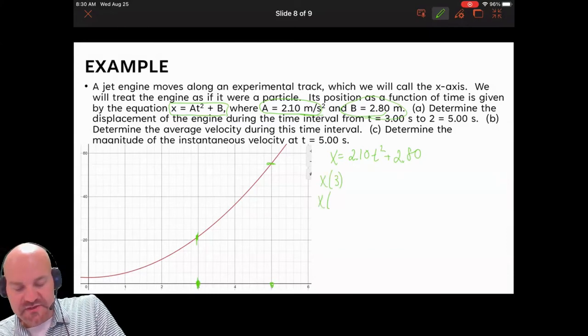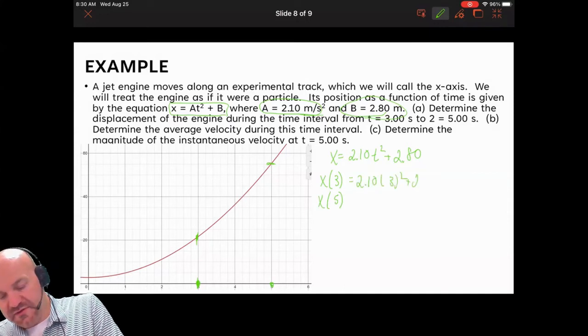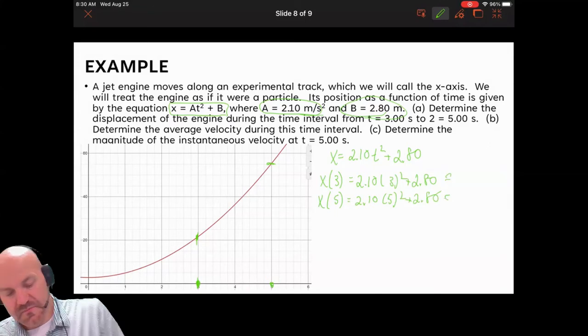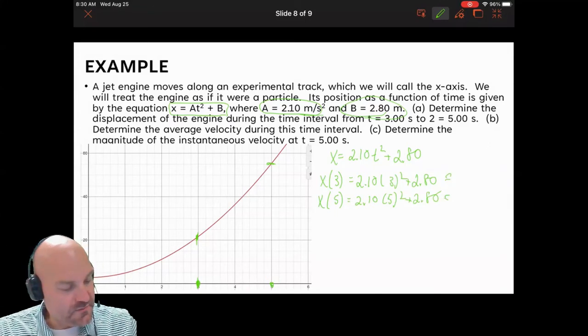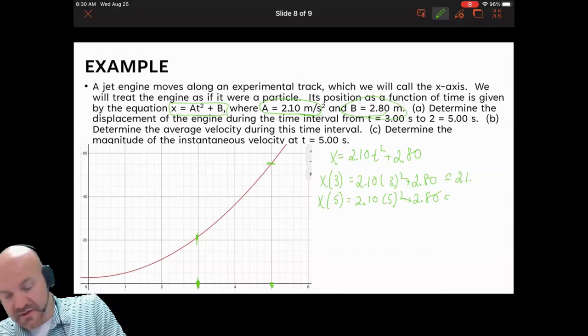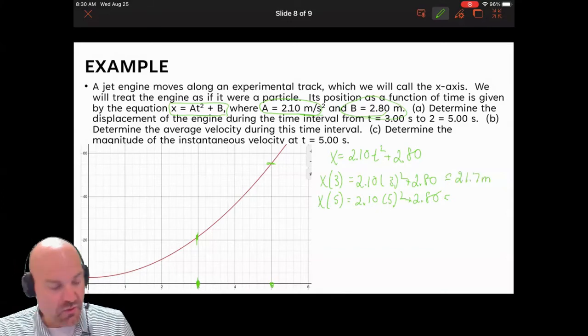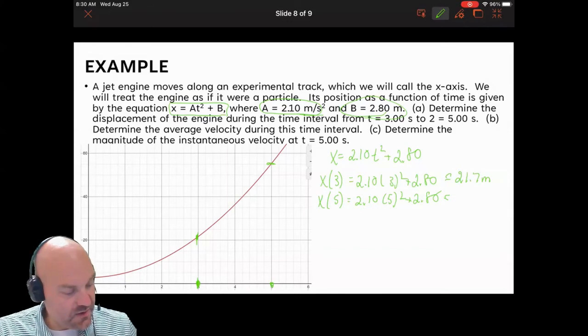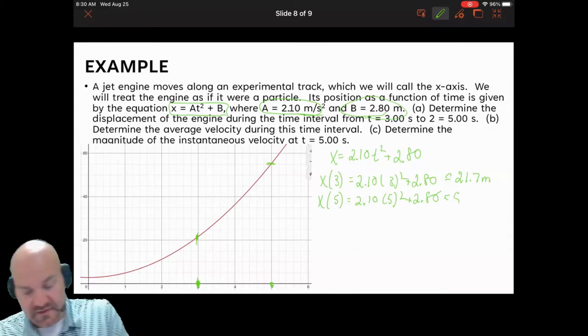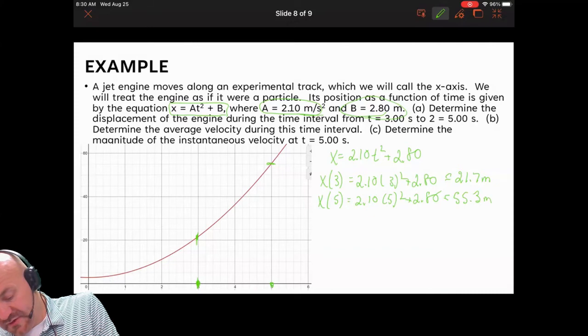And so if I want to find the displacement, I can do x at 5, x at 3. So 2.10 times 3 squared plus 2.80, and then 2.10 times 5 squared plus 2.80. Okay, and so I'm going to use my calculator. So it's going to be 2.10 times 9 plus 2.8. And so that's going to be 21.7 meters at 3 seconds. And it's 2.1 times 25 plus 2.8, and it tells me it's at 55.3 meters.